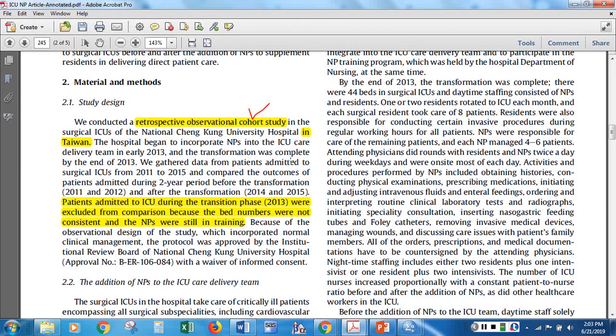Because this study was done in Taiwan and specifically only done in a single site, the National Cheng Kung University, then we can point out that this is a weakness in the study, because we're not able to generalize its findings to other populations. They may not be reflective of those from this center, as well as those populations who are outside of Taiwan.